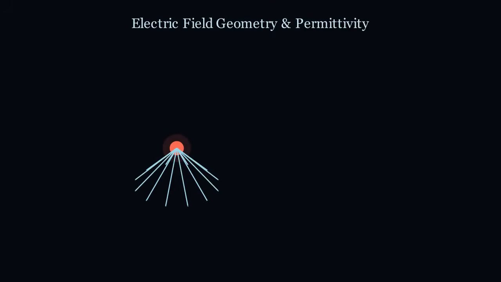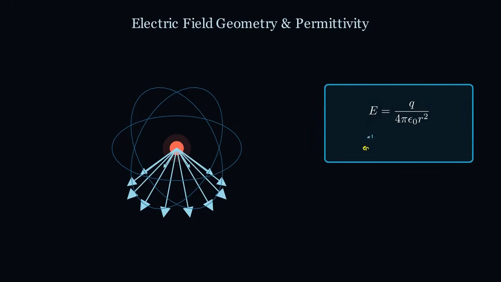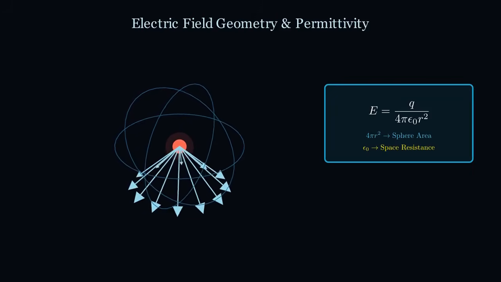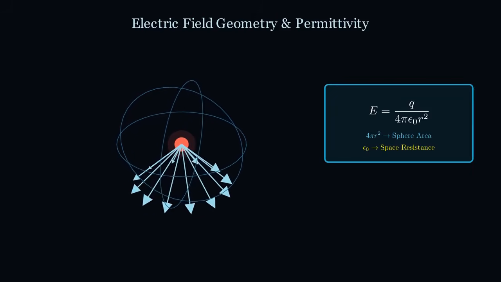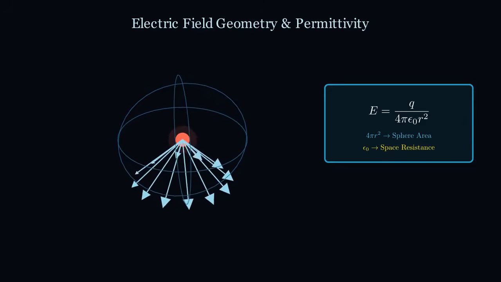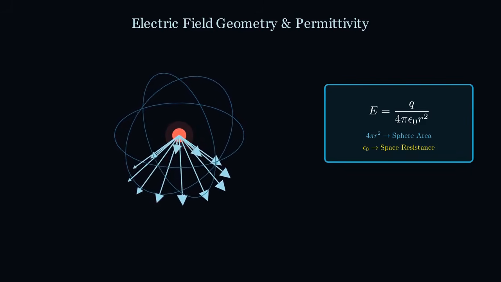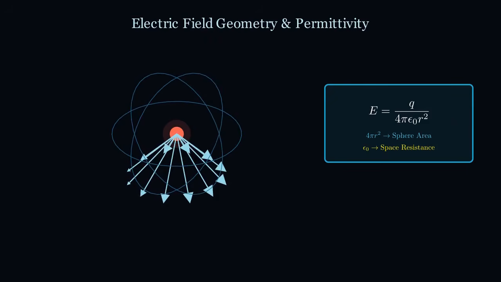To understand this geometrically, we must look at how electric fields occupy space. Imagine a positive point charge. It projects electric field vectors outward in all directions, creating a spherical flux. The strength of this field at any distance r is inversely proportional to the surface area of a sphere, 4 pi r squared. The constant epsilon naught sits in the denominator of this relationship, acting as the geometric resistance of empty space to the establishment of this electric flux.